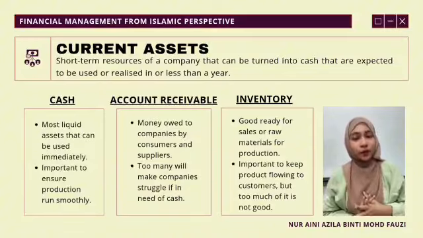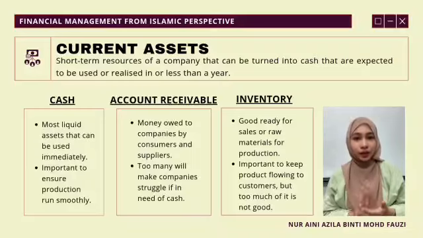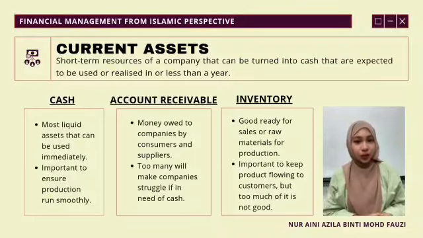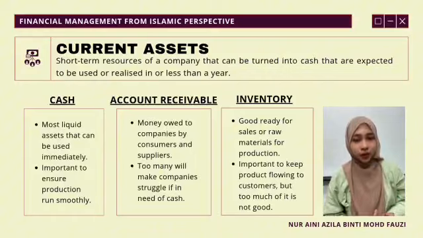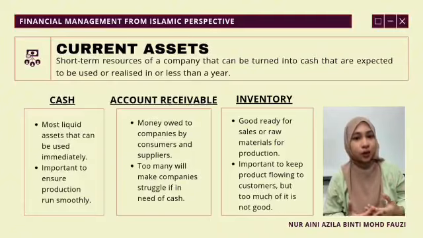So first, we have cash. Cash is the most liquid asset that can be used immediately. Companies rely on cash to pay suppliers, pay their workers, and to ensure the production is running smoothly. Without enough cash, even the most profitable business can face a serious problem. In the case of KA Industry, the company has around 20,000 sitting idle in a non-current account. Although the amount seems large, it is not fully utilized effectively to generate a return to the company.